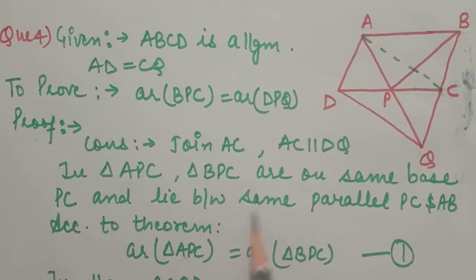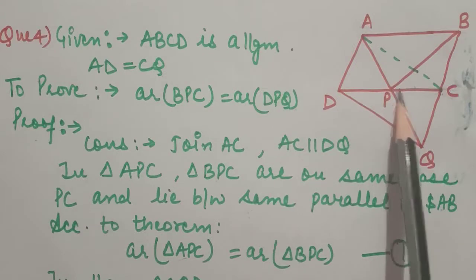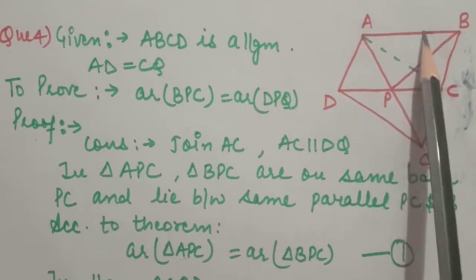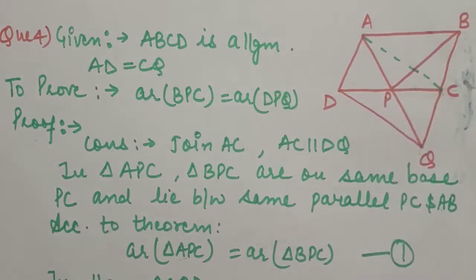Which theorem do we use? We know it very well. When two triangles are on the same base and lie between the same parallels, then definitely the areas of those two triangles are equal to each other. This is our equation number 1.